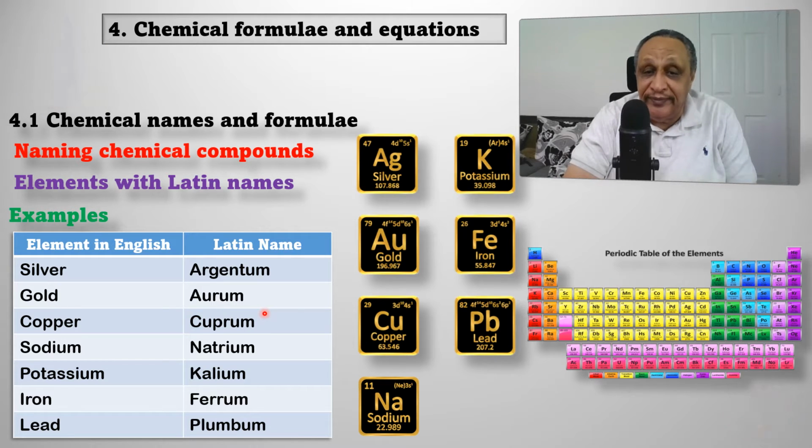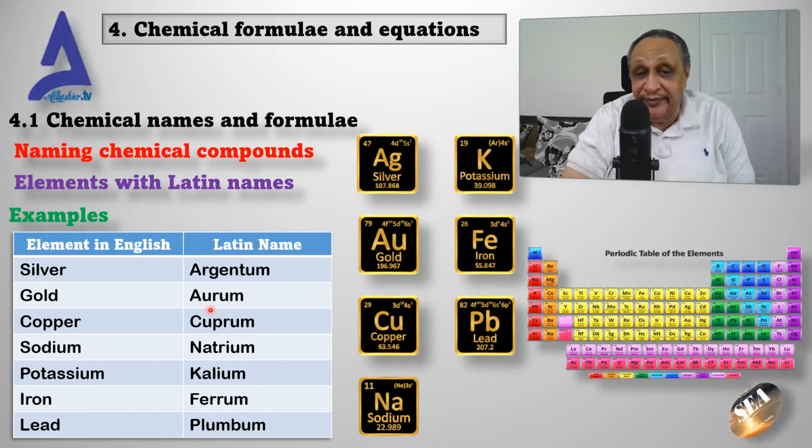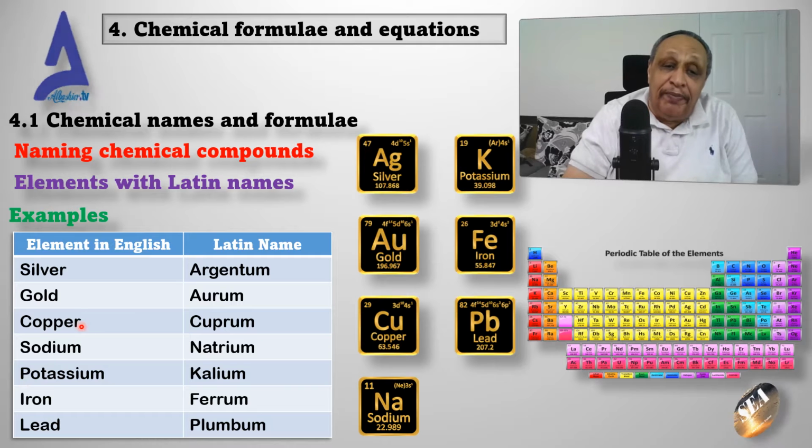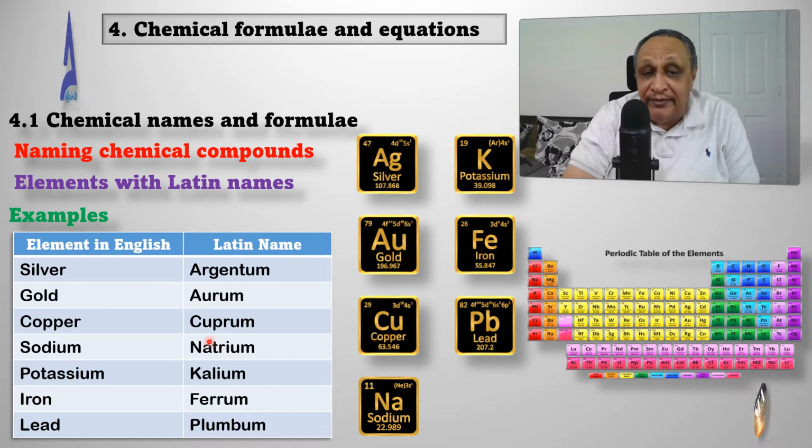The gold is aurum, Au. And you understand that we also have aluminum, which is Al. Copper is cuprum. So it becomes Cu instead of Co.